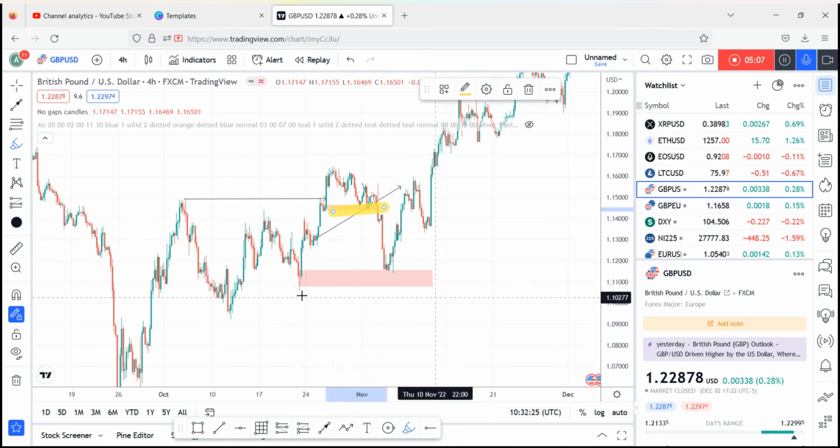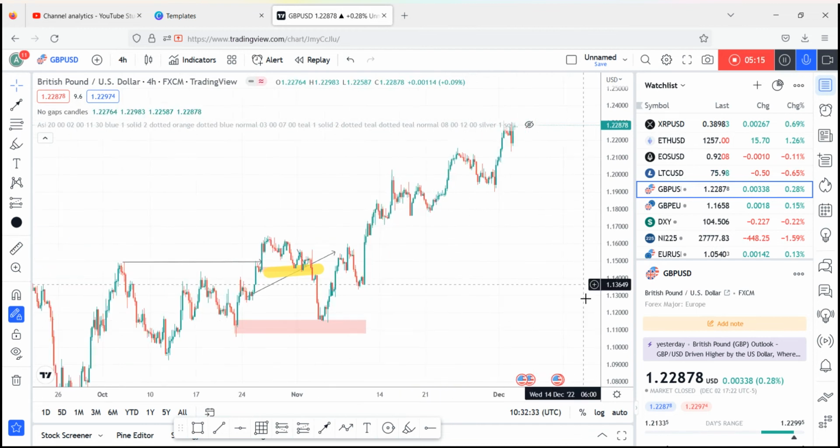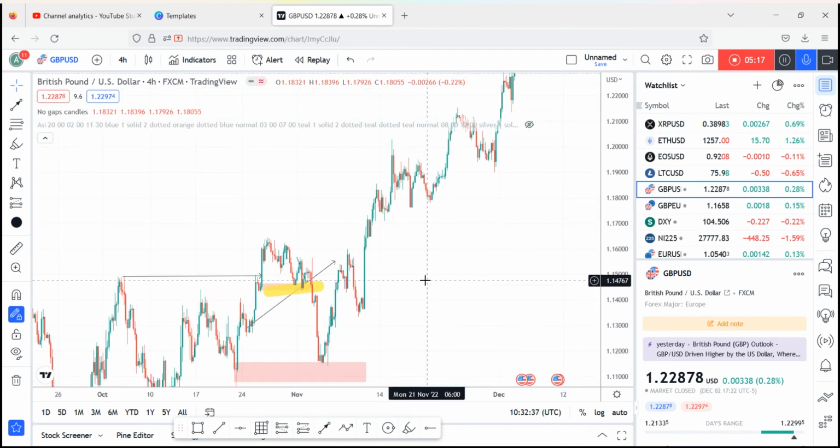So in this way, market works. Never choose order blocks that don't have the liquidity. So in this way, you can get profitable, and there are a lot of chances that your stop loss never gets hit, right?